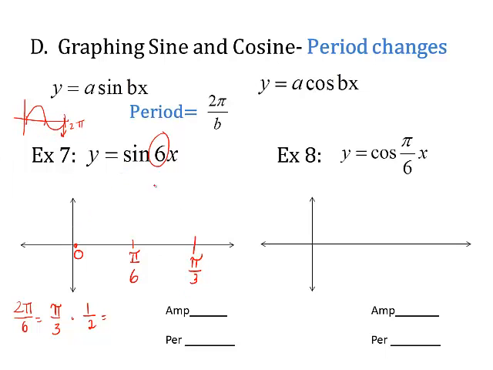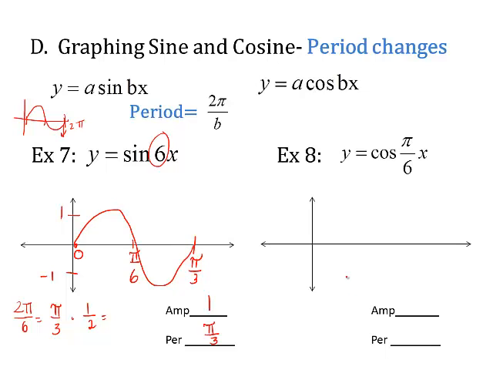The amplitude, if you look at the equation, is just a 1, and the period we calculated was pi over 3. Okay, so the amplitude is no different than the parent function. It's not reflected, so it's going to make the same shape. It's just going to end at pi over 3 this time. So it's going to look like this. There it is. That's the sine curve with the period change.